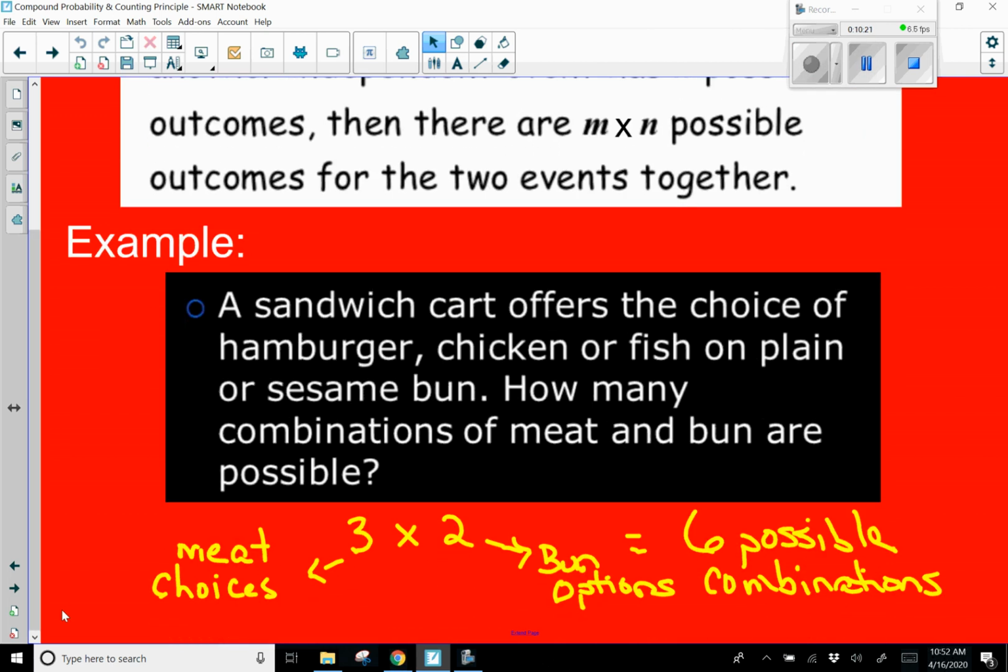A sandwich cart offers the choice of hamburger, chicken, or fish on plain or sesame bun. How many combinations of meat and bun are possible? Well, you have 3 choices for meat and 2 choices for buns. So the total possible combinations, 3 times 2 is 6.